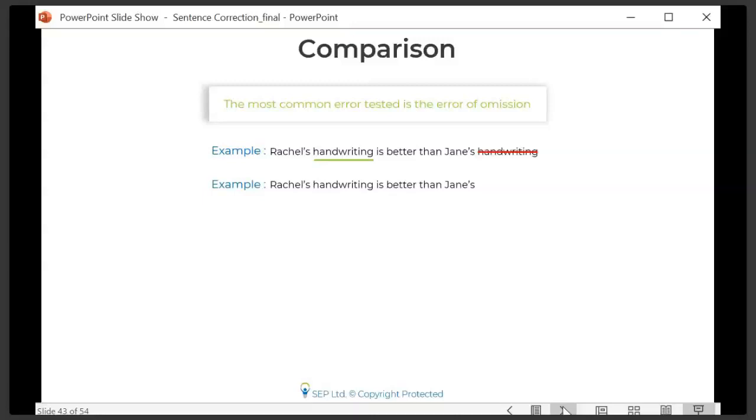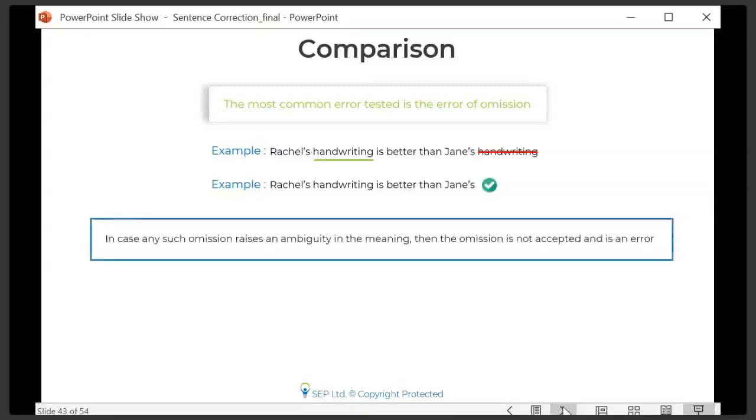But in case of any such omission, if you're omitting something which raises an ambiguity, which causes a confusion in understanding the meaning, which leads to an unclear meaning, then the omission is not accepted and it is an error. So if omission of common terms leads to an ambiguity or creates confusion, it is required to repeat them. So I'll bring up the question and we will understand this better with the help of that question, right?